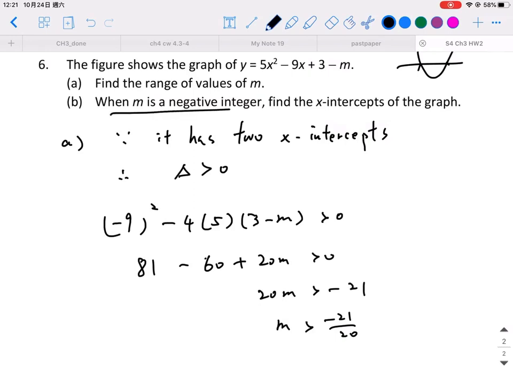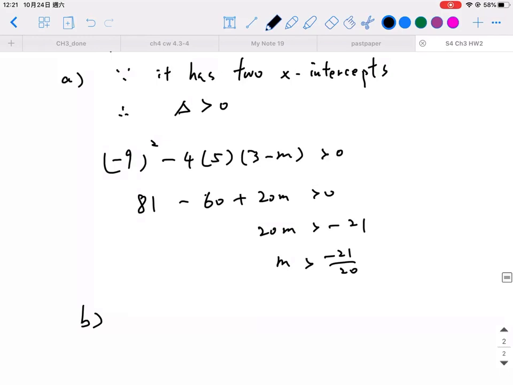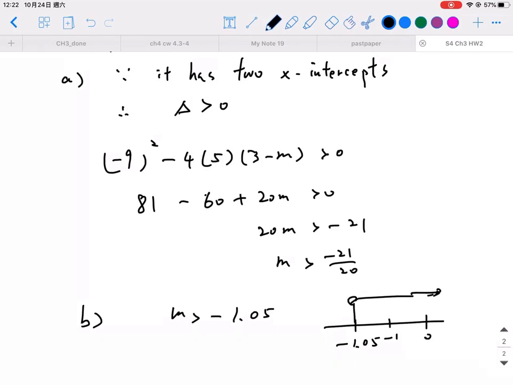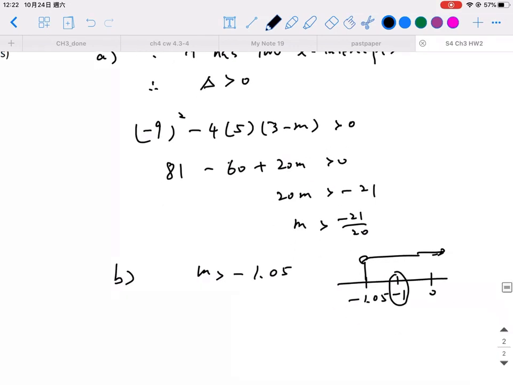So for part B, if m is a negative integer, so what does it mean? As we know, m is greater than, okay, if changed to decimal, it will become negative 1.05. So if we draw a number line like this, okay, so the integer will be negative 1, right? Only it is the only answer of m. So m is equal to negative 1.